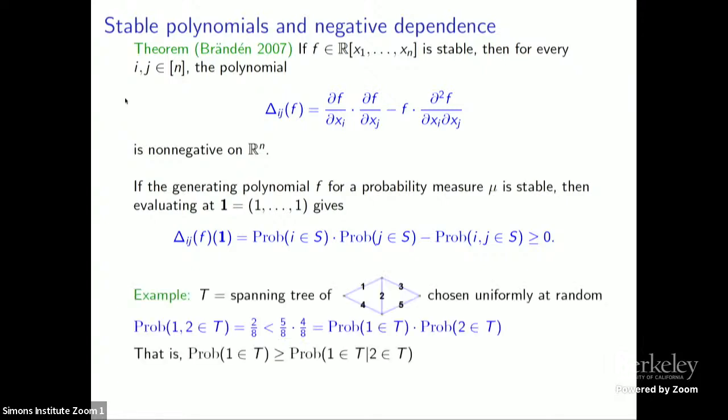So for example, if we take this graph and we choose a spanning tree of this graph uniformly at random, there's 8 of them. And our two favorite edges are 1 and 2, then the probability that both show up is 2 out of 8, which is less than the product of the probabilities that they each show up individually. And so this is negative dependence.